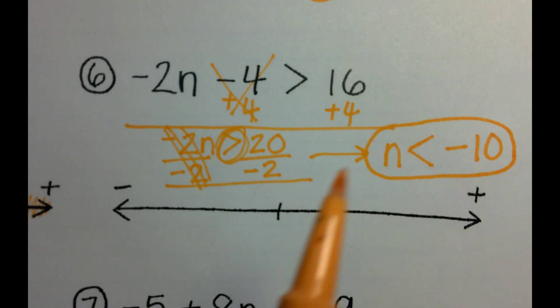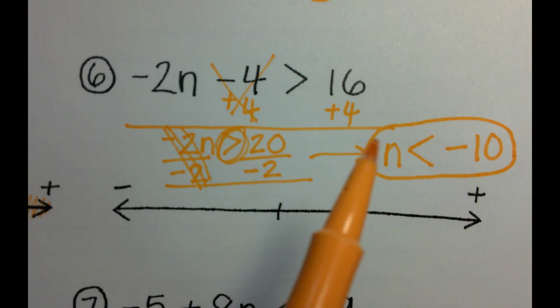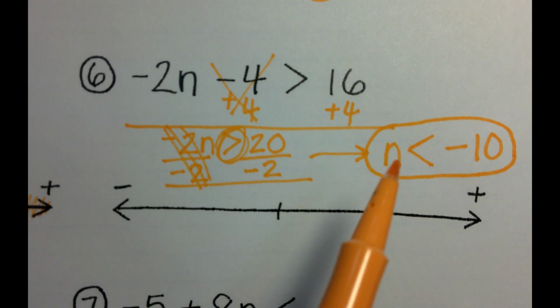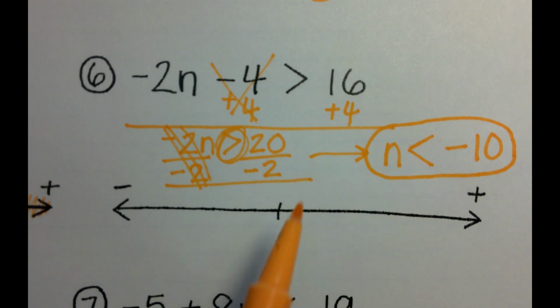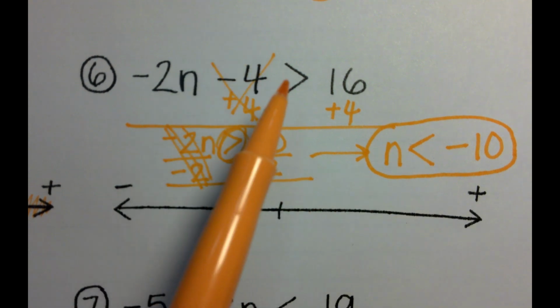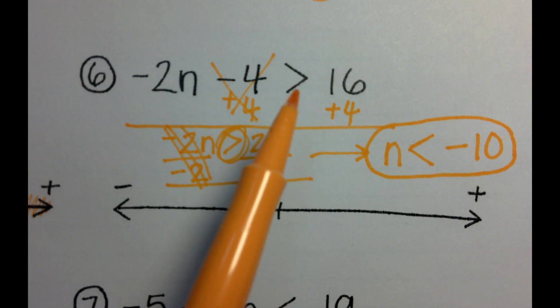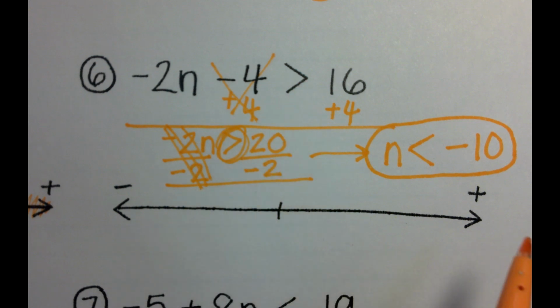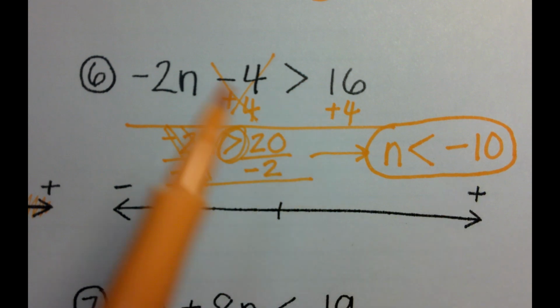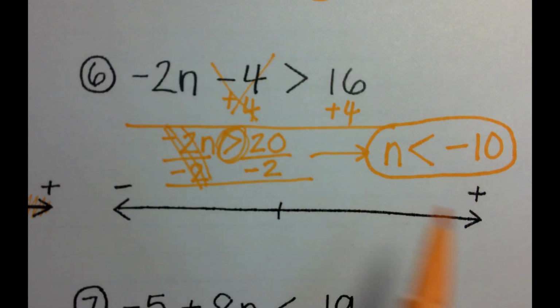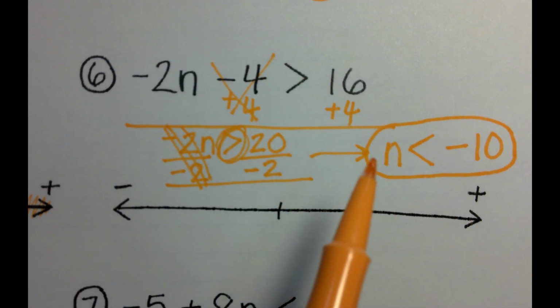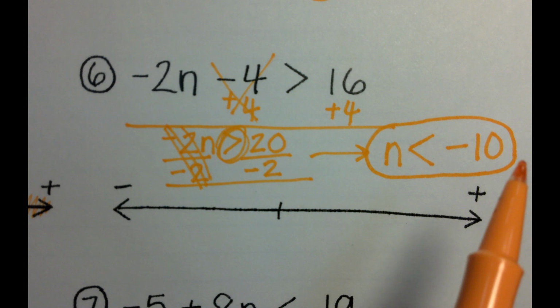So whenever we are graphing our answer, especially if we flip the sign at any point, make sure you're looking at the sign in your answer. Because whenever I'm shading my graph, if I look at the original problem and I see, oh, it's greater than, I'm going to shade to the right, it will be wrong. We need to use our answer to help us make our graph, which is n is less than -10.